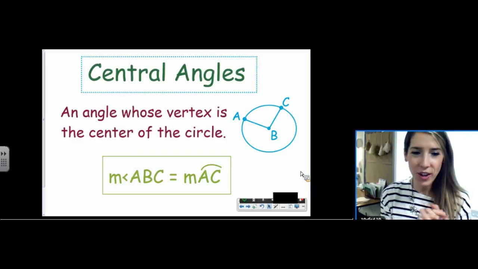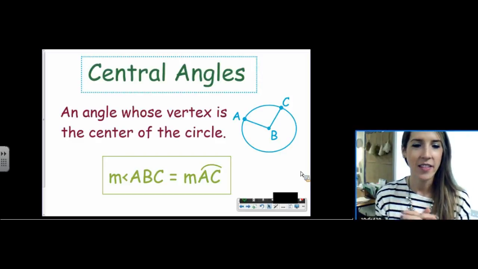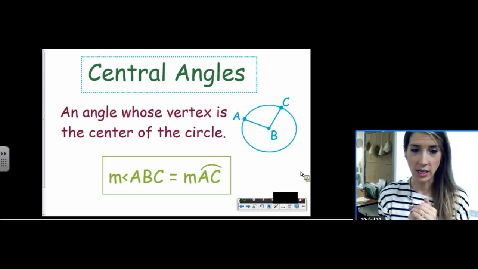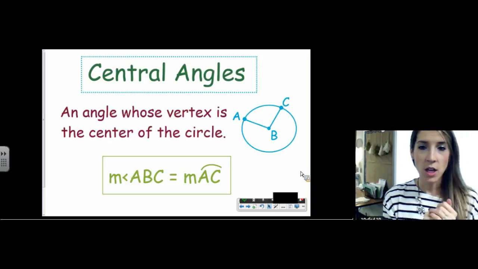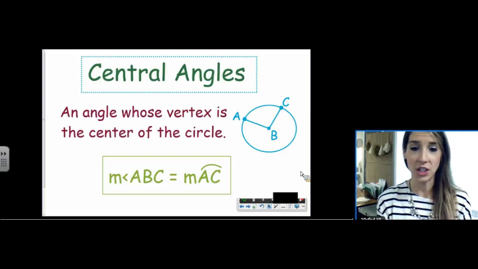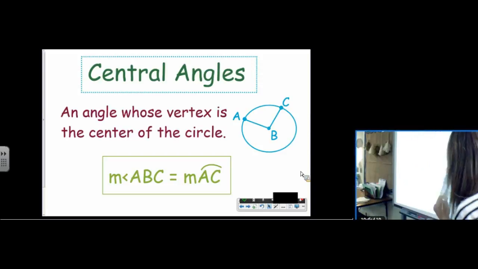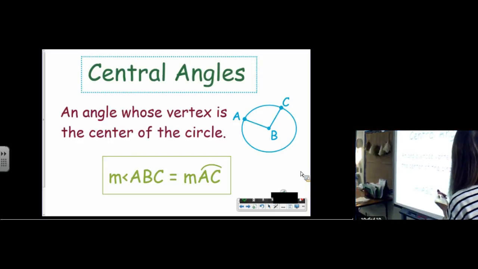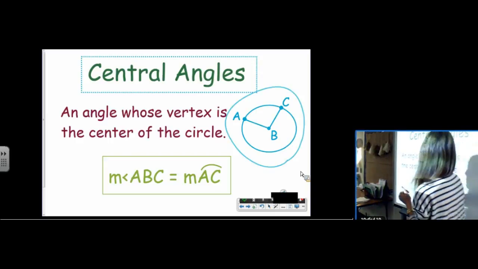So we're doing central and inscribed angles today. The only two types of angles that are listed on your vocab sheet. You don't need to write down the definition because it's already on your vocab sheet, but you can write down the theorem. You can write down the connection. So I would draw the picture in your notes, and I would write the formula.